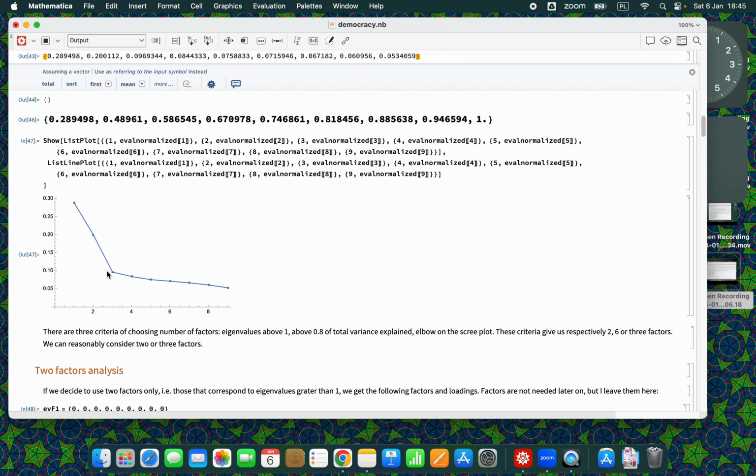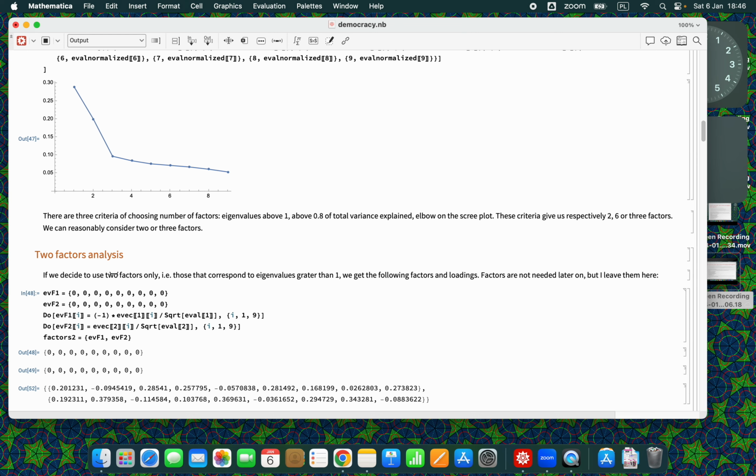Another criterion is associated to the scree plot. We are looking for the elbow in the scree plot, and the elbow is here at the third factor. So it means that we either can use 2 factors or 3 factors. We will see which will be better. We start with 2 factors.